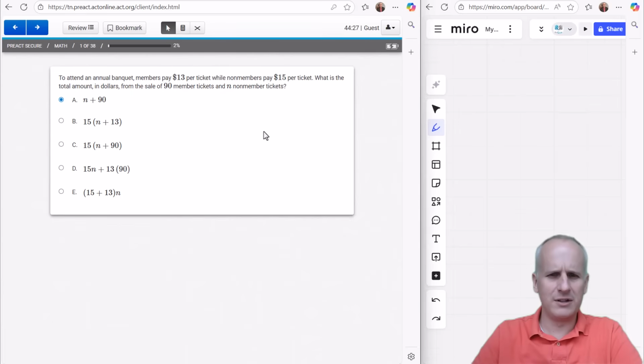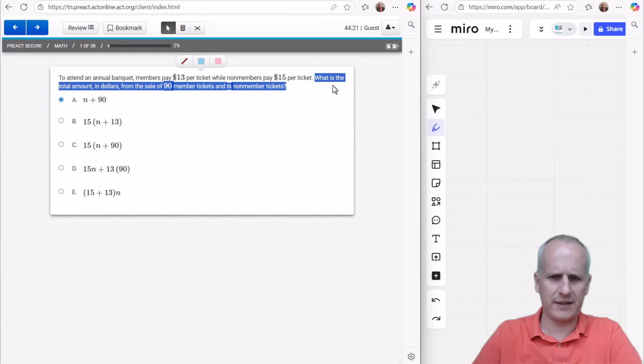So when you're engaging these questions, you're going to want to skip to the end and identify what you're being asked for. You can actually use the interface to highlight what you're being asked to solve for. So in this case, we could just use this little blue color to see we're being asked: what is the total amount in dollars from the sale of 90 member tickets and N non-member tickets.